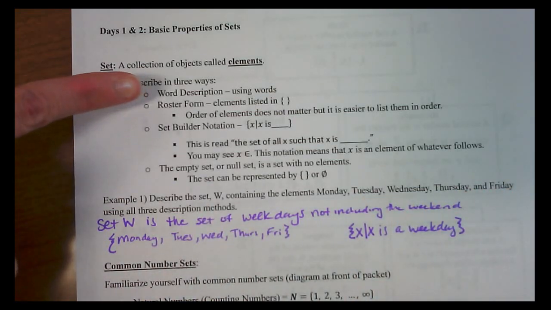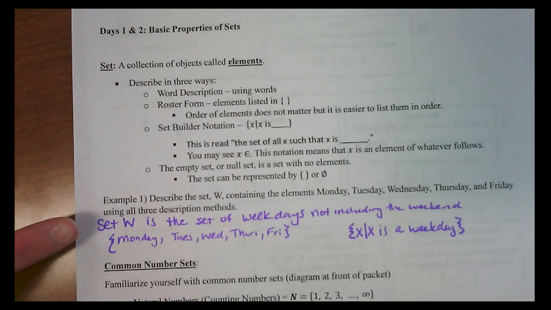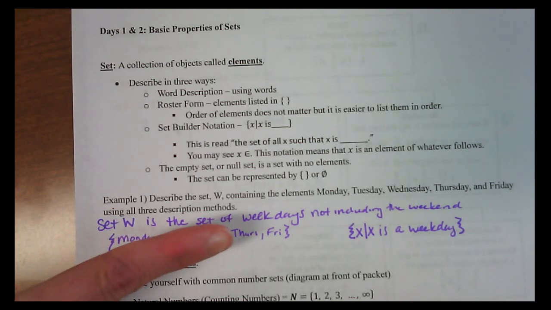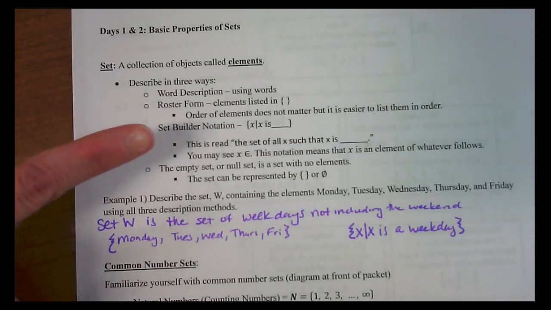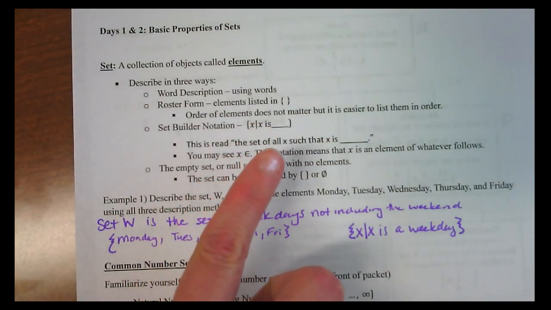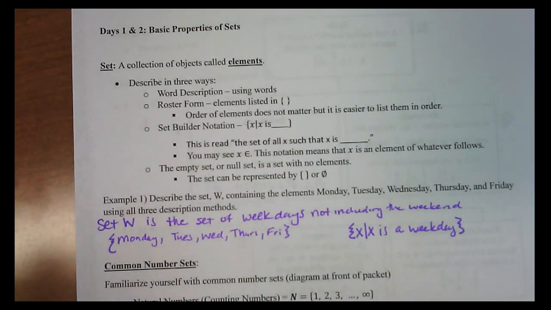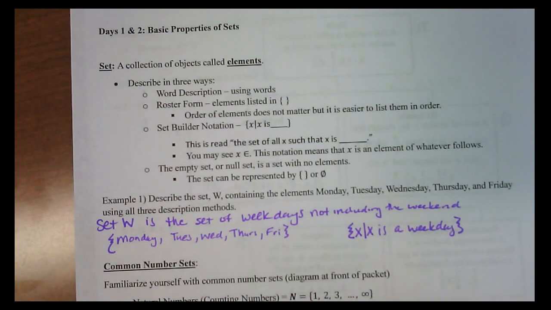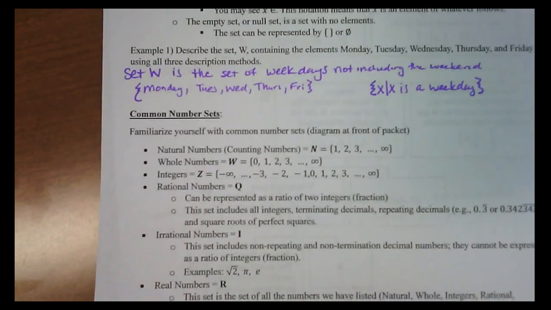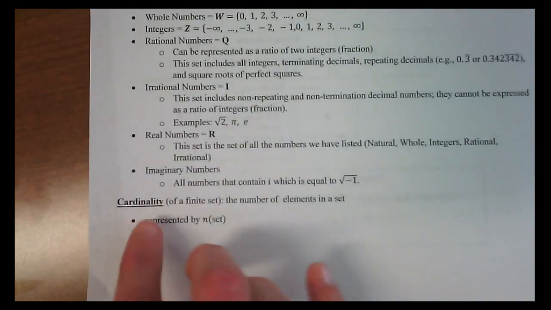The word description is just saying what it is in words. It's the set of weekdays, not including the weekend. That's one way you could word it. In roster form means I'm listing them out, so I literally list out the days. I just used abbreviations. Set builder notation says {x | x}, which means the set of all x such that x is, and then a description, a weekday. Okay. Then you're going to make sure you read all of these examples in vocabulary words.